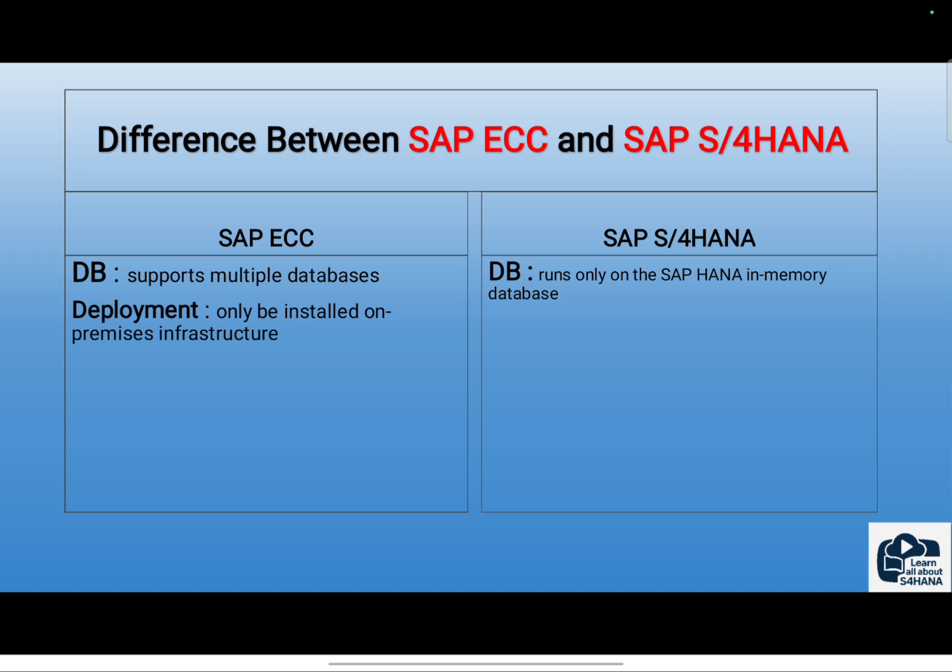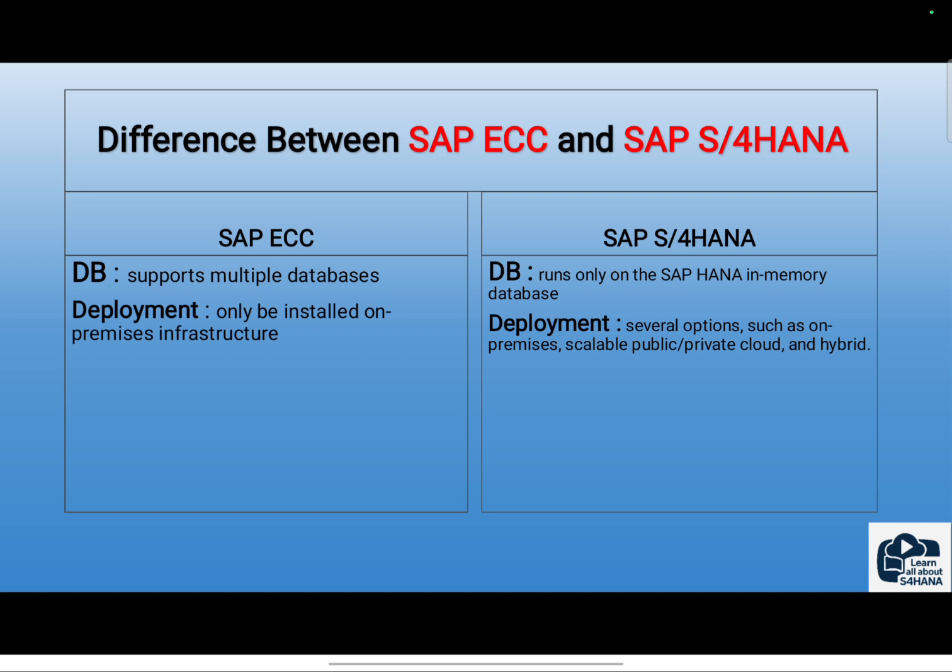The next thing is deployment. ECC can only be installed on on-premises infrastructure, and in S/4HANA there are several options such as on-premises, scalable public or private cloud, and hybrid. These deployment options we have seen in our first video, the overview of SAP ERP, and also in our second video, the S/4HANA overview. You can go and check them to understand on-premises, cloud and hybrid deployment options well.